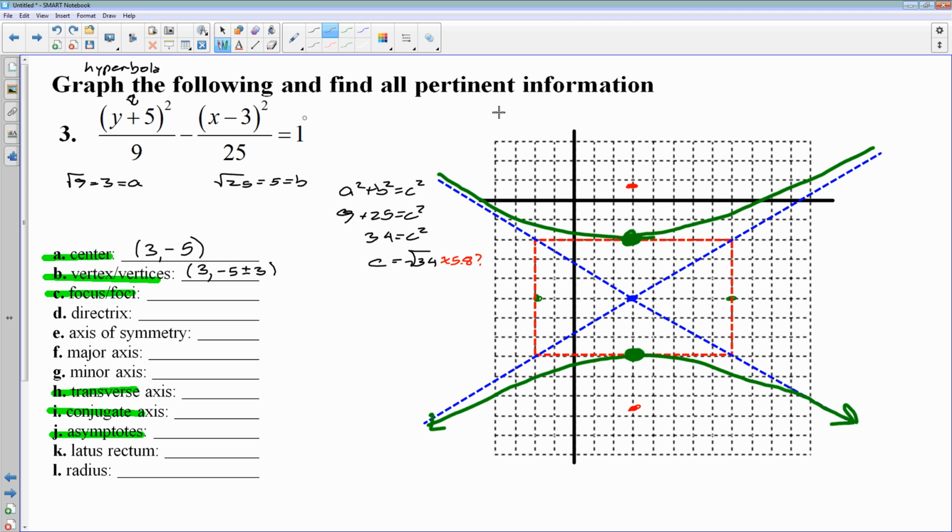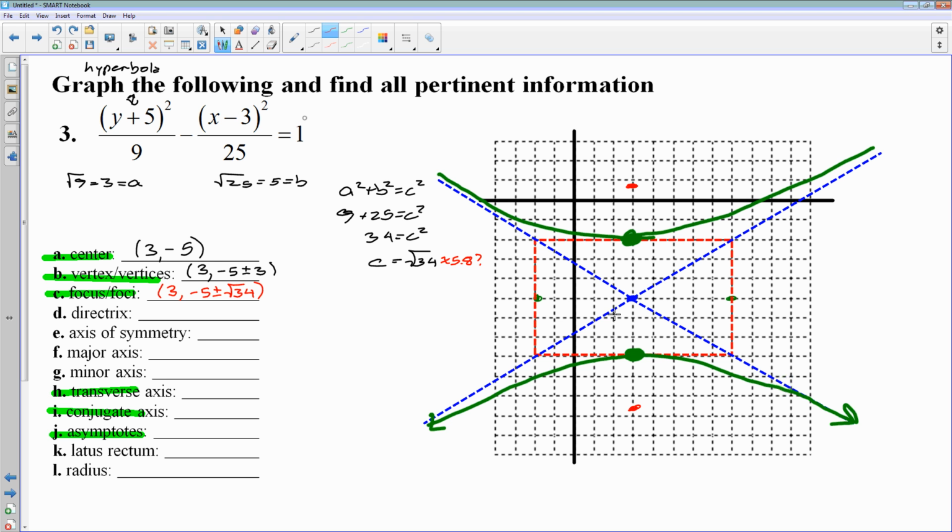And so if I go up and down, that changes the y-coordinate. So my x stayed 3. I went up square root of 34, and I went down square root of 34 from my y-coordinate of -5. Good? Good. Transverse axis, that's the distance between vertices.